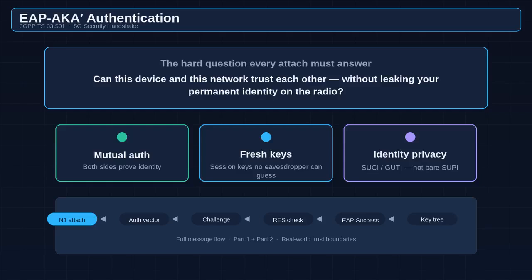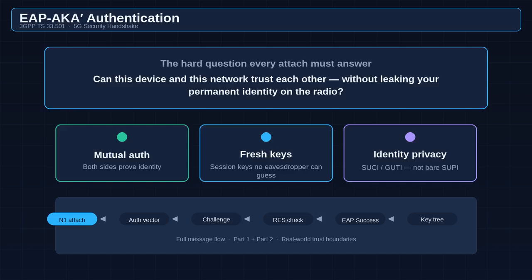Every time your phone attaches to a 5G network, even when you roam onto a carrier you have never used, something invisible has to answer one hard question. Can this device and this network trust each other without leaking your permanent identity to eavesdroppers on the radio? That handshake is the EAP-AKA' Authentication Procedure defined in 3GPP TS 33.501.